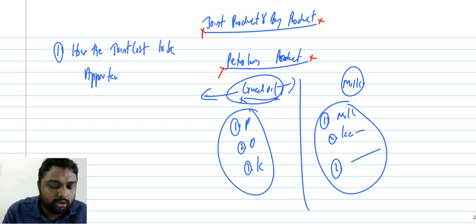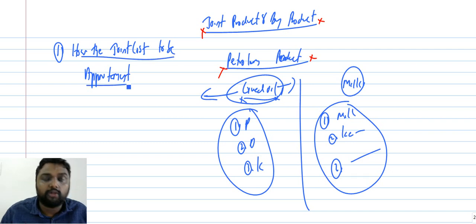How is the joint cost to be apportioned? What is the question here? What is the meaning of this?